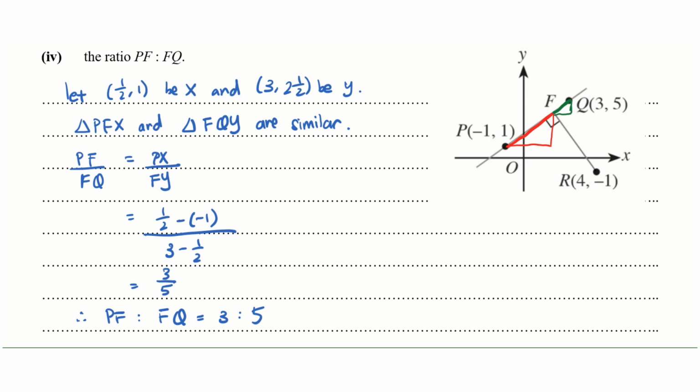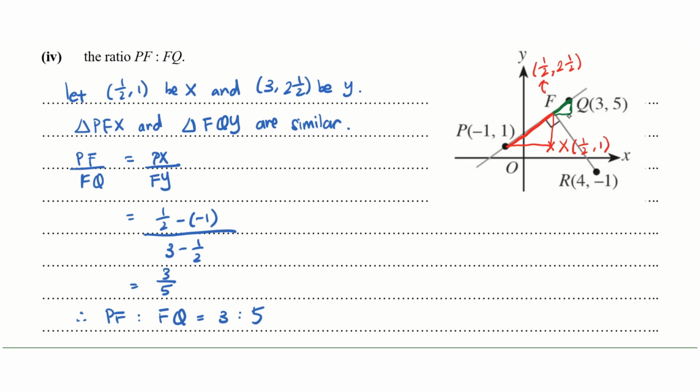Okay, so I will first define this marked point over here to be X, having the coordinates of half and 1. The reason why I have half and 1 is because F has the coordinates of half and 2.5. So the x coordinate of F is half, and then the x coordinate of X will have to be half as well. Then the y coordinate of X will be equal to 1, following the y coordinate of P.